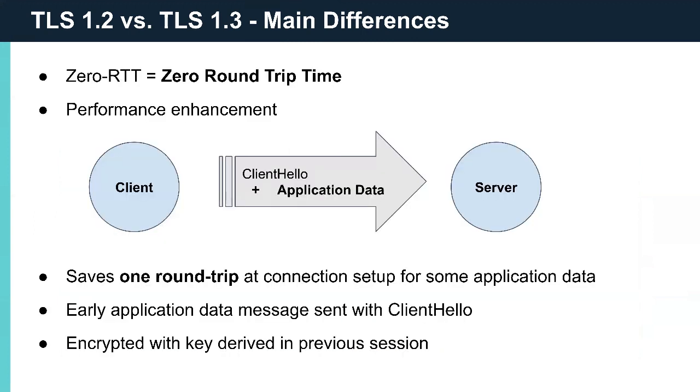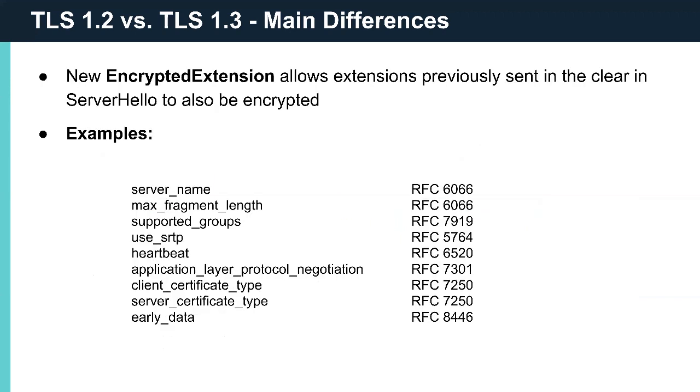There's a new 0 round trip time mode where application data can be sent upfront, early, along with the client hello. This does save 1 round trip for that first application data, and it's encrypted with a key that was derived in a previous session. There's a new encrypted extensions message, which allows extensions that were previously sent in the clear in the server hello to also be encrypted, even though the server hello itself is not encrypted. And this is just an example of some of those extensions that you might see show up in the server hello.